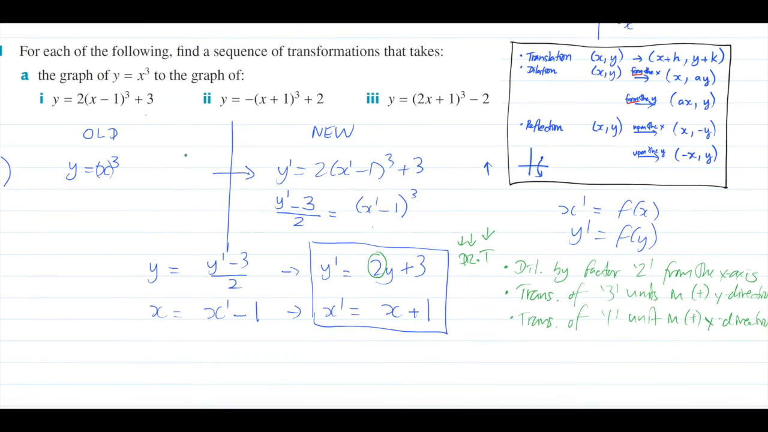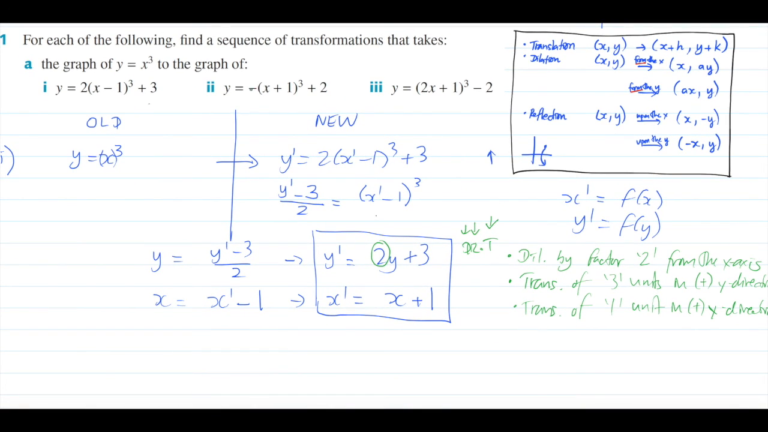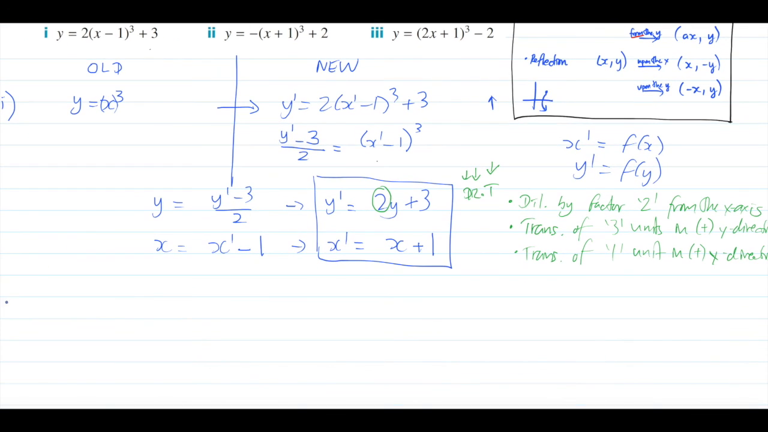I'm just gonna go through one more. Let's go through part II as another example, just to finish off the example for this video. So we have the old graph being y equals x cubed, and we are transforming it into y equals negative (x plus 1) cubed plus 2. And again, applying the tip.